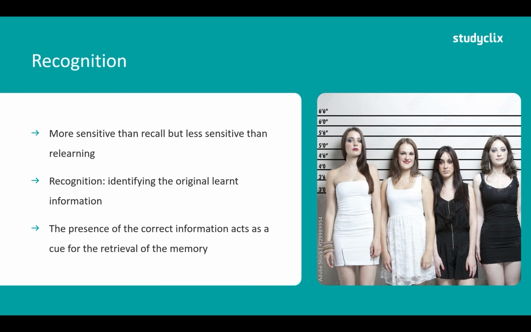Think about also a lineup. When someone commits a crime, they give them a lineup of suspects. Being able to look at the person and be like, that's them, would also be recognition because they're recognizing something.